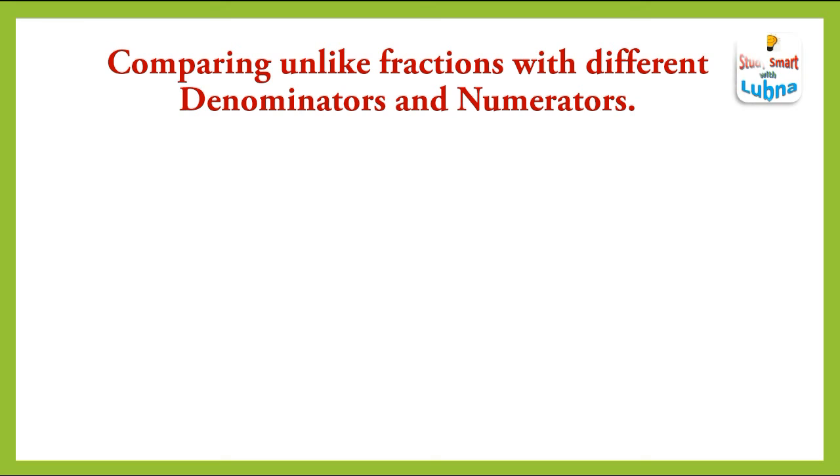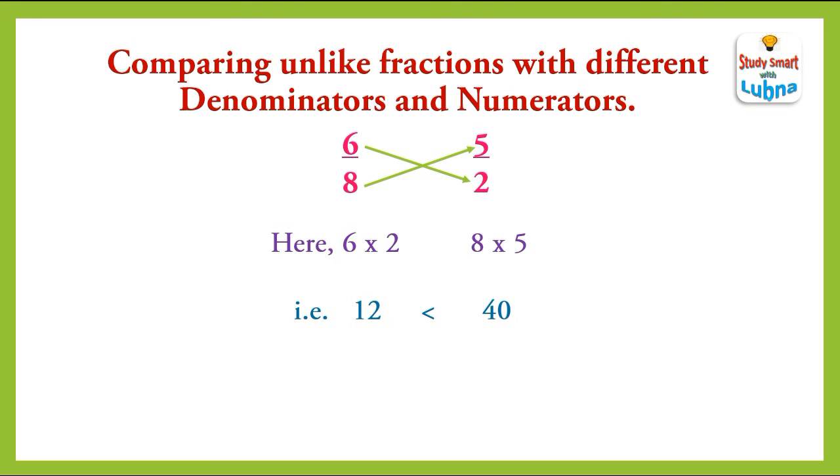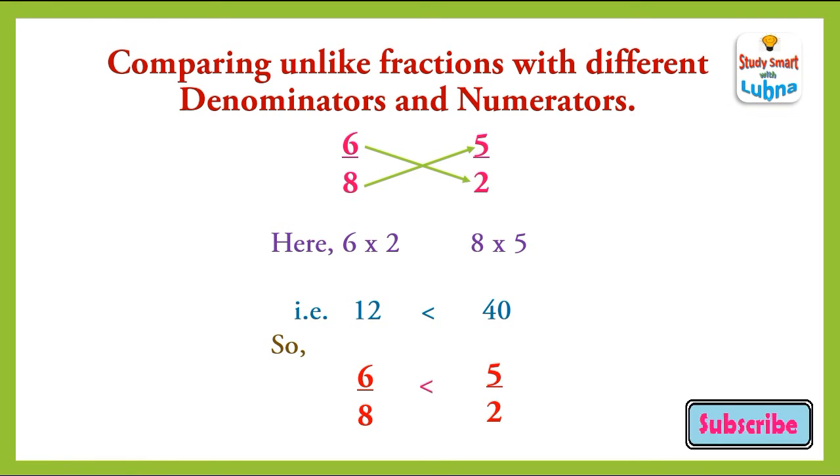Another example. Now we have a fraction 6 upon 8 and 5 upon 2. You can see they are unlike fractions, their numerators and denominators are different. So we will compare them by cross multiplying them. We will multiply 6 and 2 and 8 and 5. So we will write in this way, 6 into 2, 8 into 5. After multiplying them, we came to know that 6 into 2 equals 12 and 8 into 5 equals 40. So you can see here 12 is less than 40. It means the first fraction 6 upon 8 is less than the other fraction 5 upon 2.